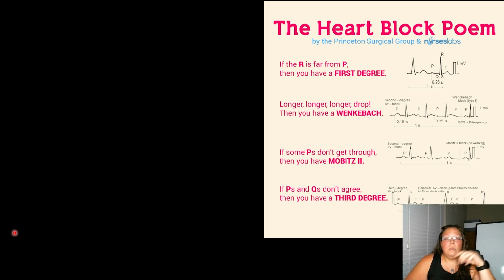If P's and Q's don't agree, then you have third degree. Third degree is complete heart block. The conduction systems are not talking to each other. The AV node is completely shut down. That train station is out of order. You need to go somewhere else. So if P's and Q's don't agree, you have third degree.